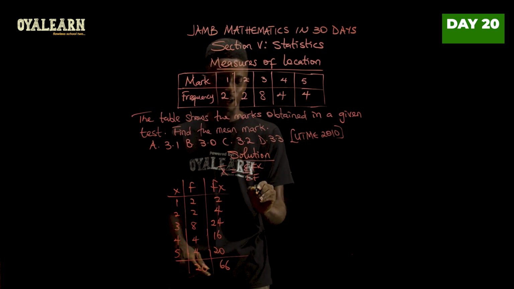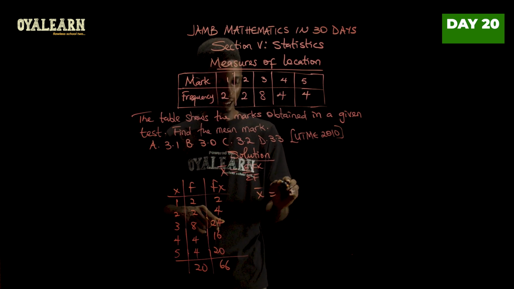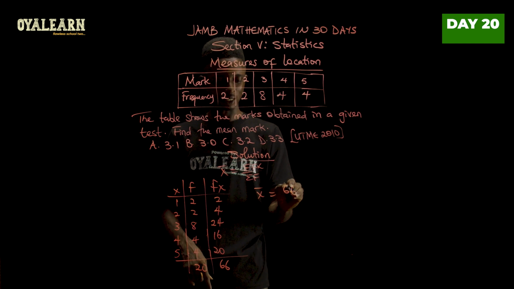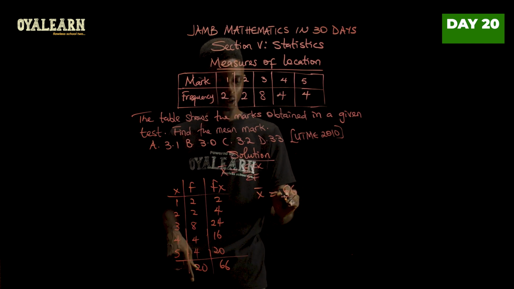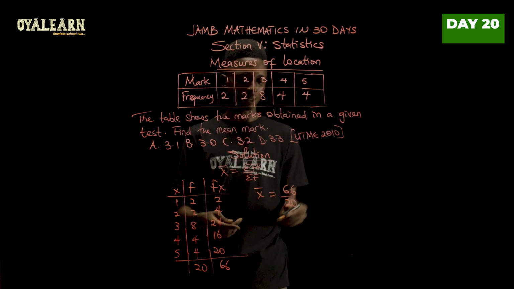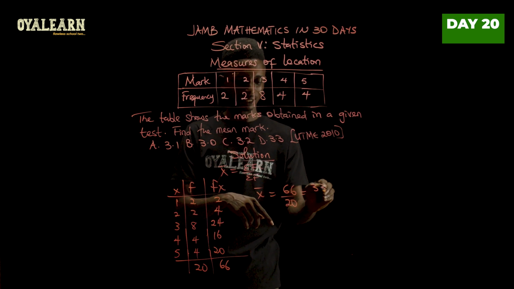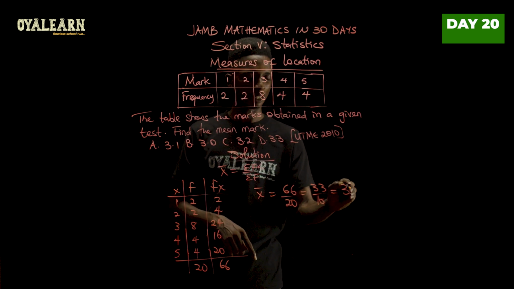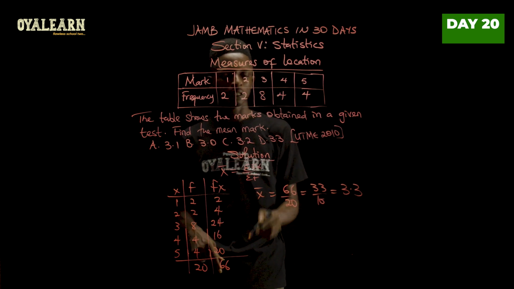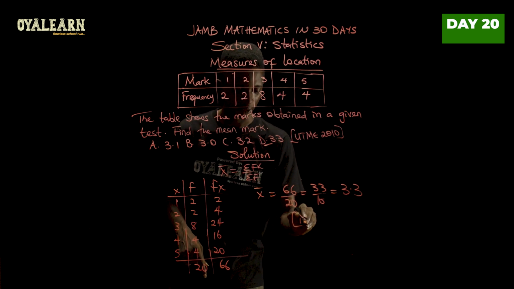So we can then go on to find the mean. Mean would then be summation fx, which is 66, divided by 20. Now if we divide this by 2, this will give us 33 over 10. So we have 3.3. So we're going to pick option D.